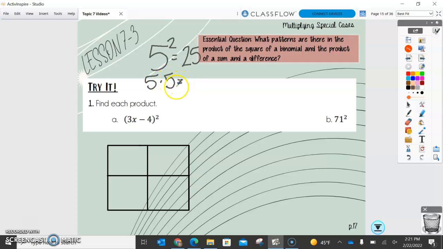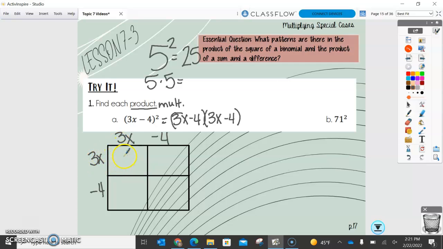5 squared means taking 5 times itself. That's 5 times 5. So when someone says to find the product, again, we're multiplying, just as we would be with 5 times 5. I want to take 3x minus 4, the whole quantity squared. That means I want 3x minus 4 times 3x minus 4. These are not really a lot different than what you were doing in the previous section in lesson 7-3. You can still use this generic rectangle. So I have 3x minus 4 as my first binomial times 3x minus 4 as my second binomial.